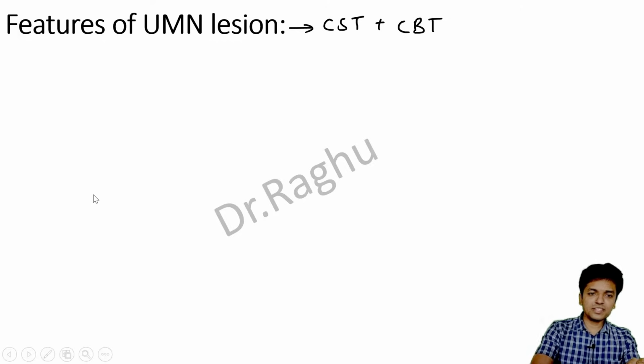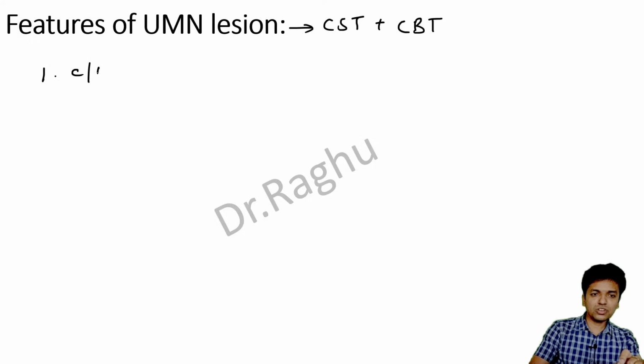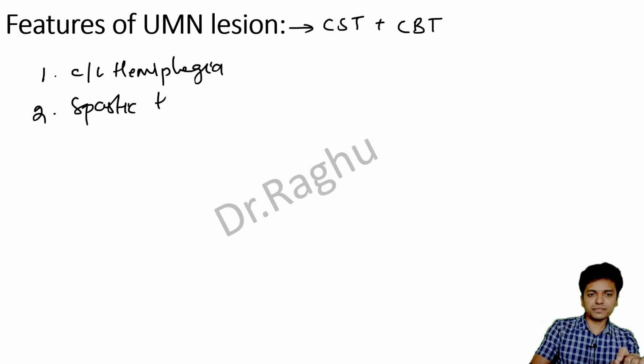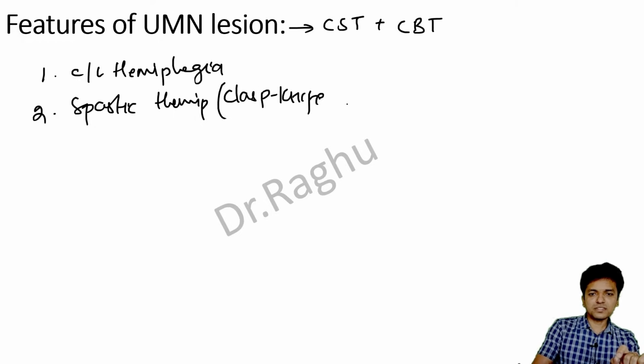So whenever there is a lesion of the upper motor neuron, what does it lead to? First and foremost thing is that it is going to cause contralateral hemiplegia. Okay. Second thing is what type of hemiplegia it is? It is spastic hemiplegia. Okay, and the type of spasticity here is what is called clasp knife spasticity. This is what the patient is going to present with.